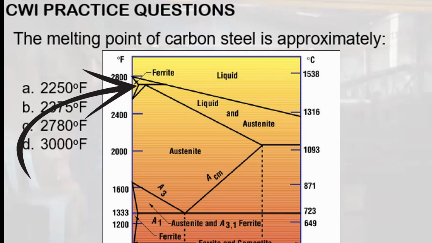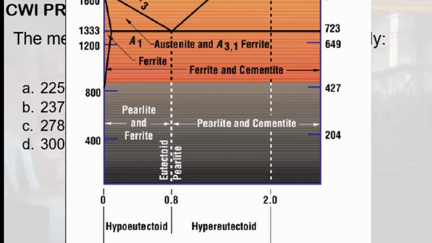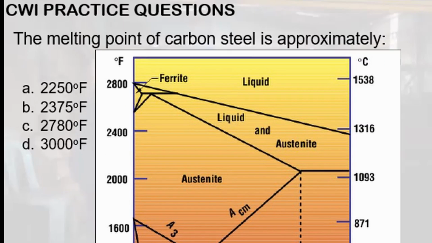Carbon steel falls around 0 to 0.8% carbon. Anything above 0.8% will become a high tensile carbon steel, and anything above 2% will result in cast iron. As you can see here, the melting point of carbon steel is at a higher temperature, which is around 2800 degrees. So the answer here is letter C, 2780 degrees Fahrenheit.